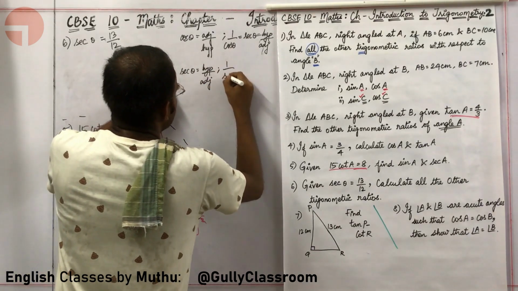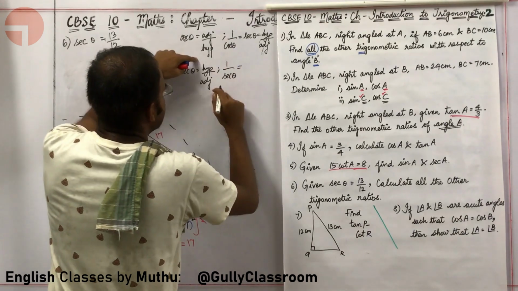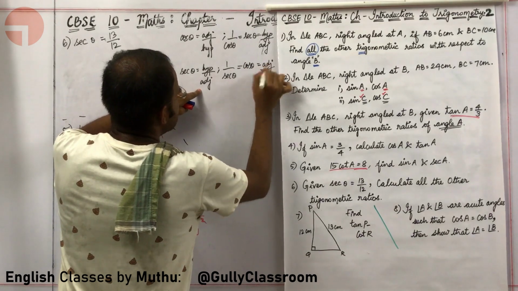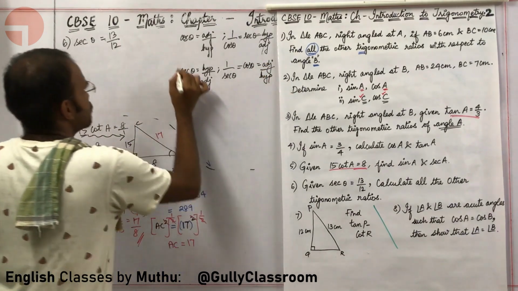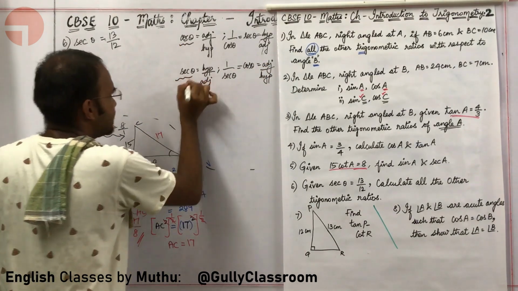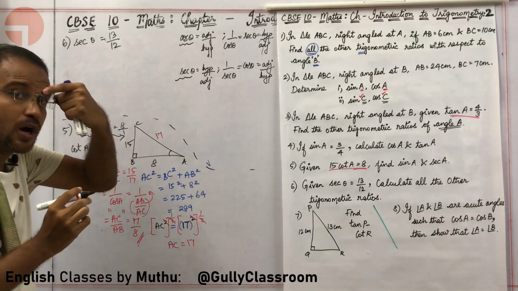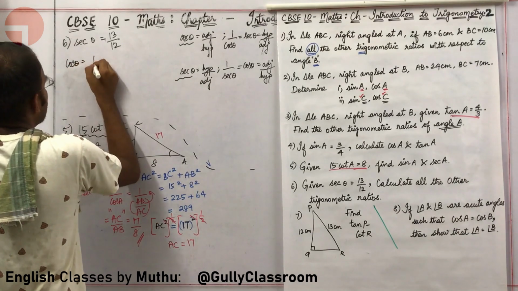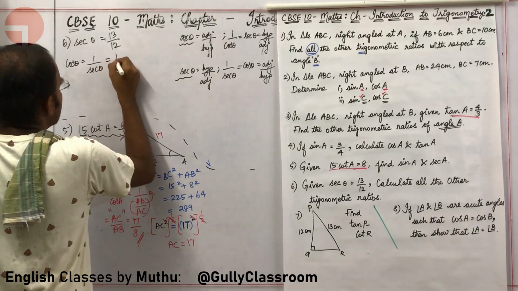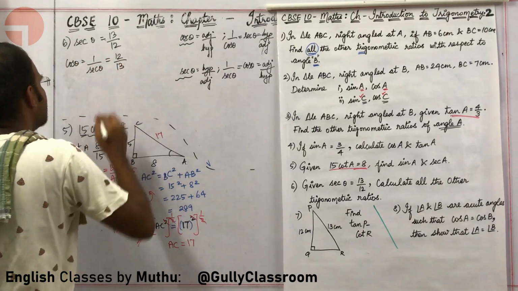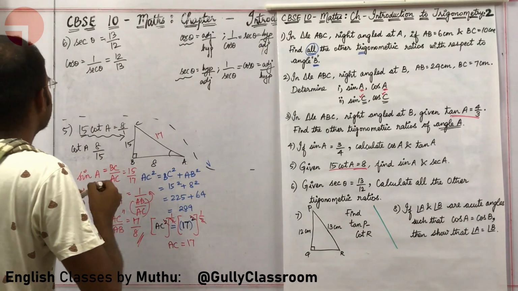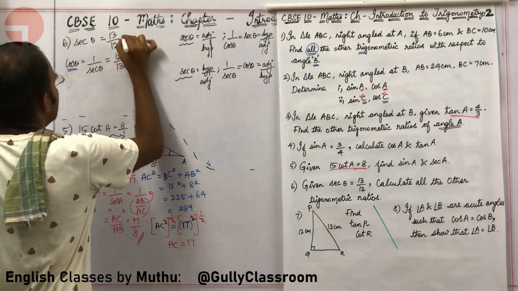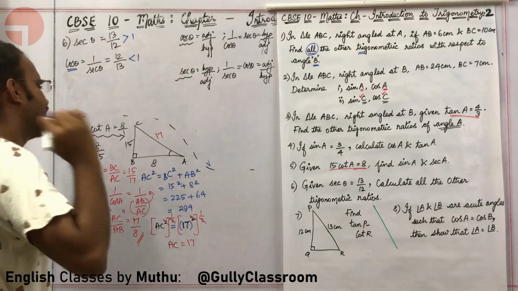So what is 1 by secant theta? I can take the reciprocal of this, which is cos theta, once more adjacent divided by hypotenuse. Cos theta and secant theta are reciprocals of one another. So taking the reciprocal of secant theta, I simply get cos theta, which is 12 by 13. This matches our idea that the value of cos theta will always be lesser than 1, and the value of secant theta will always be greater than 1.